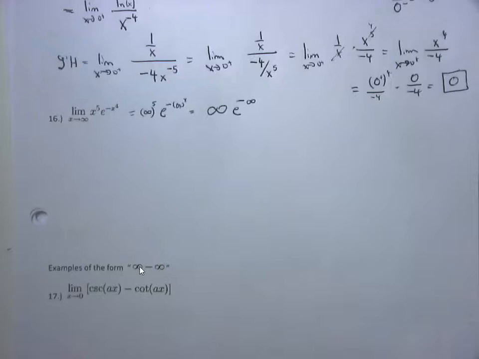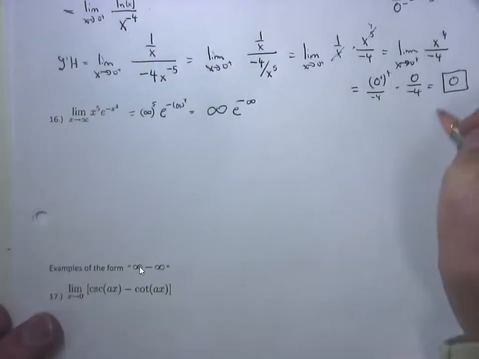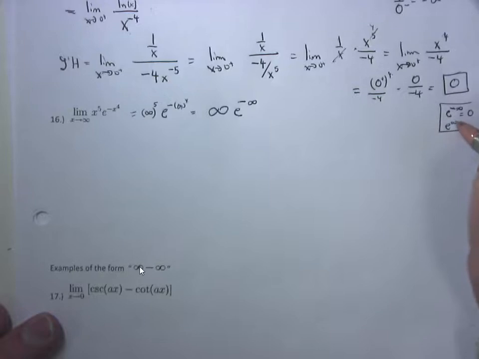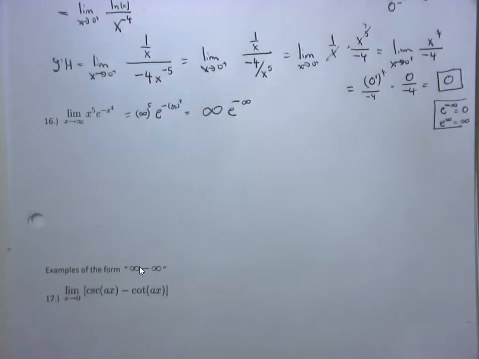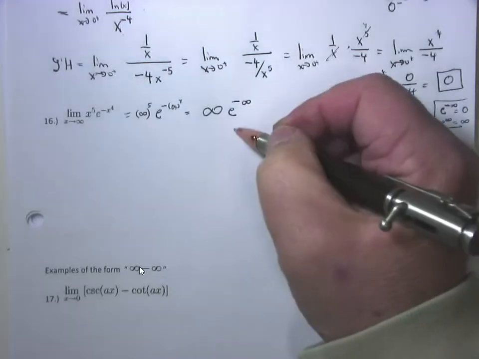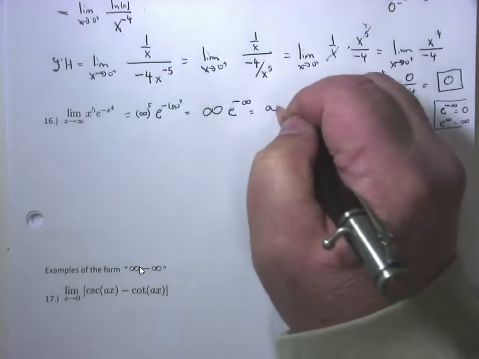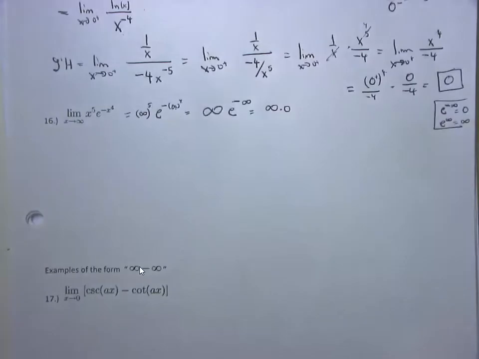But wait a minute. Some more stuff you need to know, just to remind you. What's e to the negative infinity equal to? 0. E to the infinity is infinity. E to the negative infinity is 0. Because that negative exponent puts it on the bottom, and e to the infinity is infinity, but when the infinity is on the bottom, it goes to 0. This turns into infinity times 0. Another one of these non-L'Hopital's rule indeterminate form types.